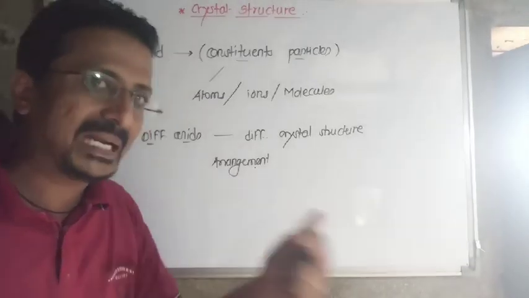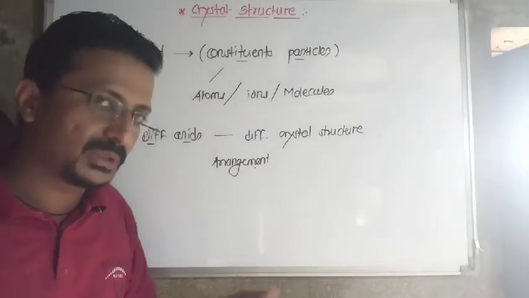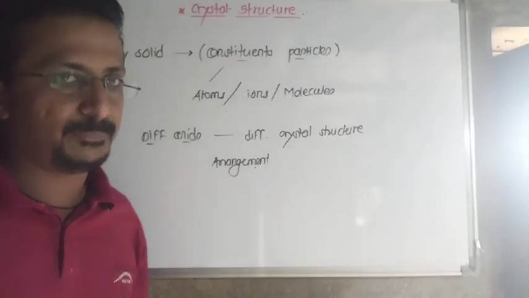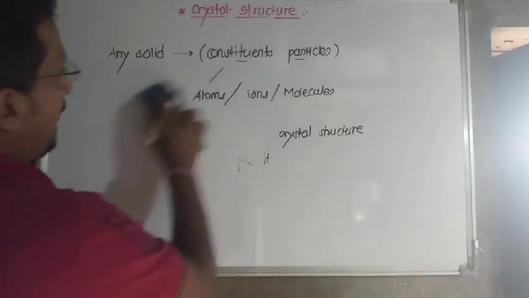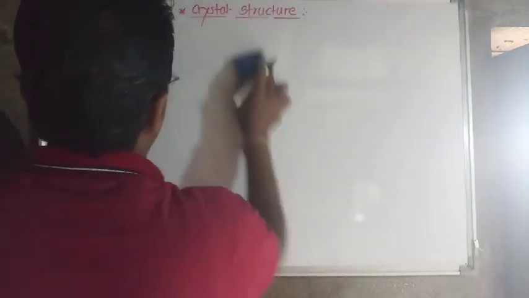So before studying the factors responsible for different crystals, we have to study exactly how a crystal structure is formed. For the formation of a crystal structure, two basic components, or two basic factors, are necessary: the lattice, and the second one, the basis. So lattice and basis are the two basic requirements for the formation of any crystal.